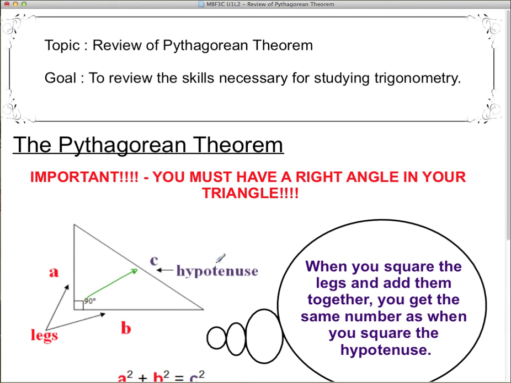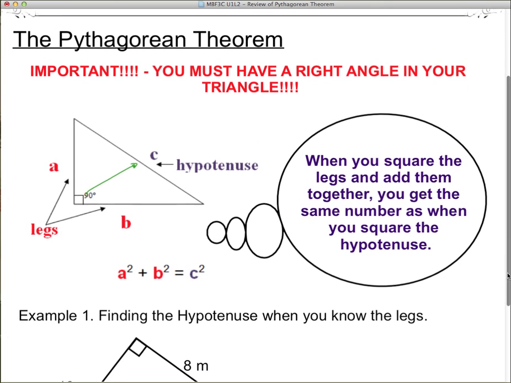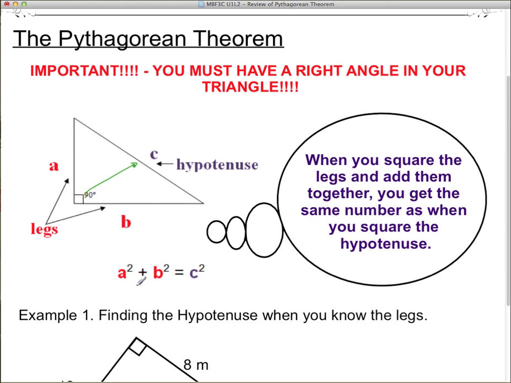Okay. So, what is the Pythagorean theorem? Well, the Pythagorean theorem can be written in words like this. When you square the legs, so that's your A and B, if you square them and add them together, you get the same number as when you square the hypotenuse. Well, what do you mean square the legs? If I've got A, how do I square A? Do I just put a box around it? No, you know better than that.